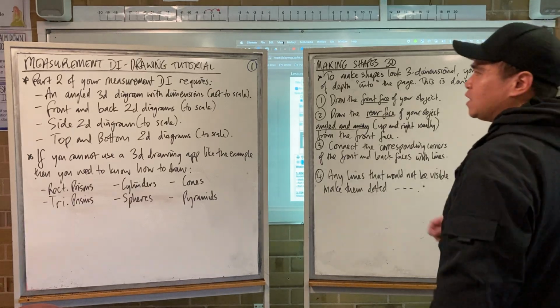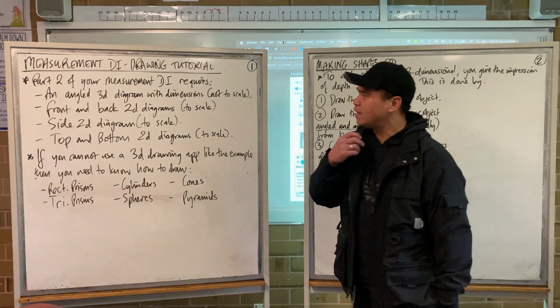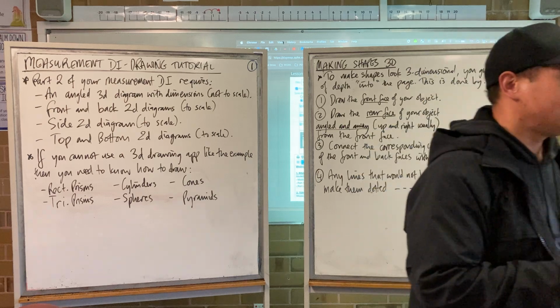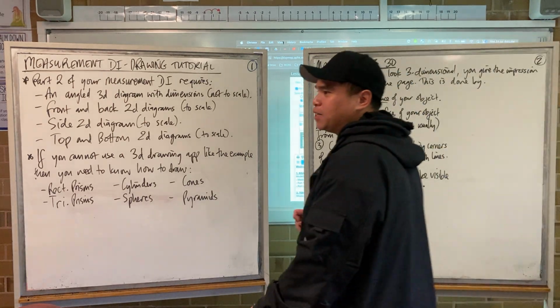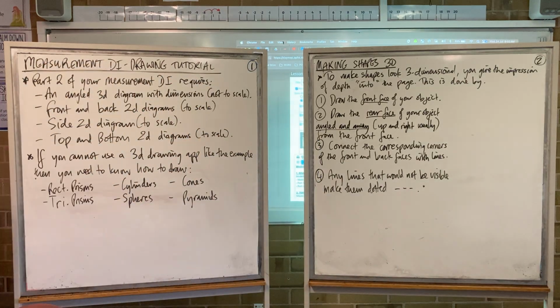Part 2 of your measurement DI requires an angled 3D diagram with dimensions. That's not going to be to scale. Can someone describe why, when you're drawing it by hand, you can't draw it to scale? Yes? Because sometimes it's going to be like a meter long. It's harder to draw exactly. That's better. You don't know exactly what angle you're drawing it at. You're just giving the impression that it's 3D.